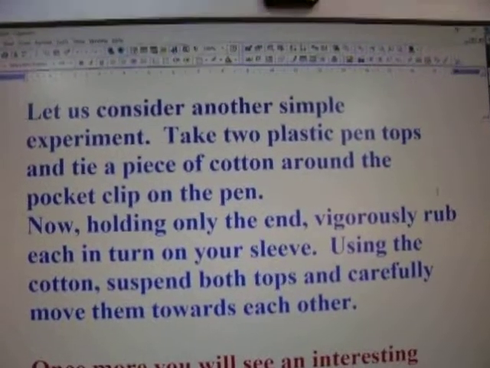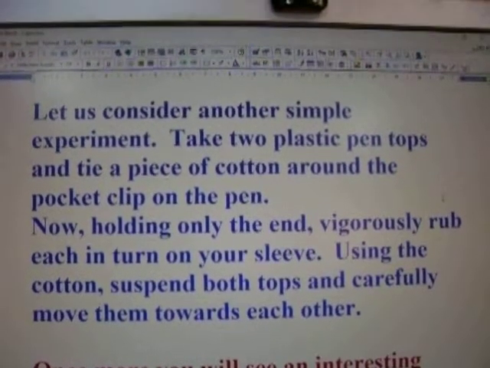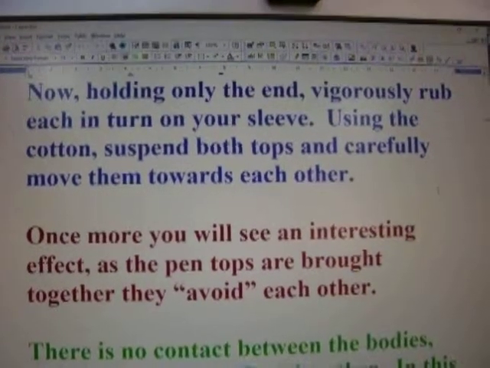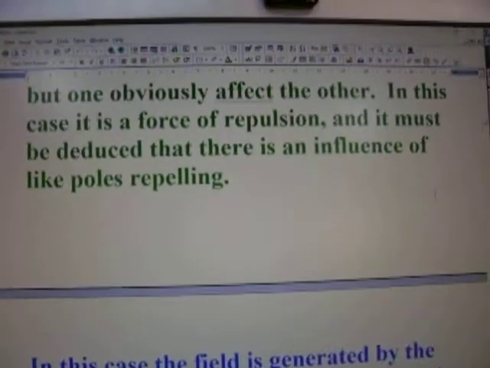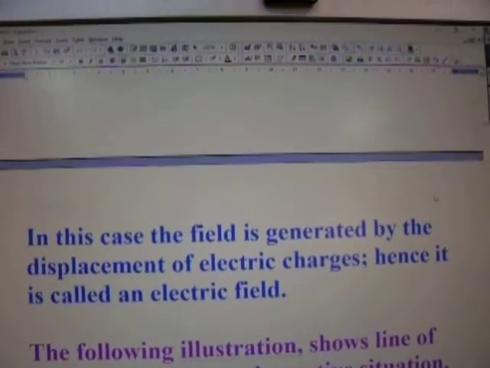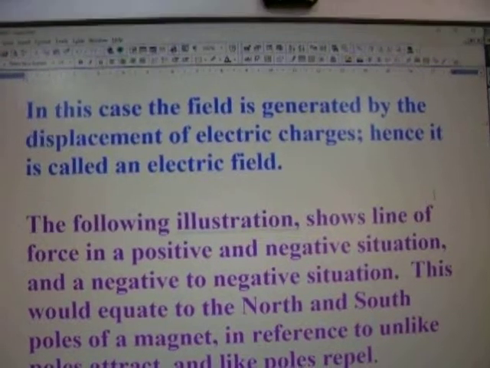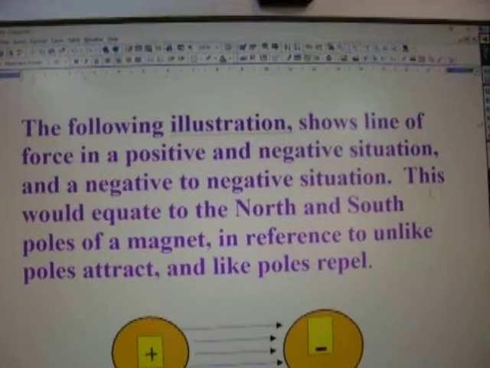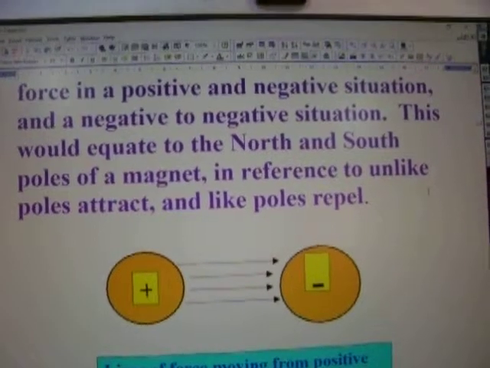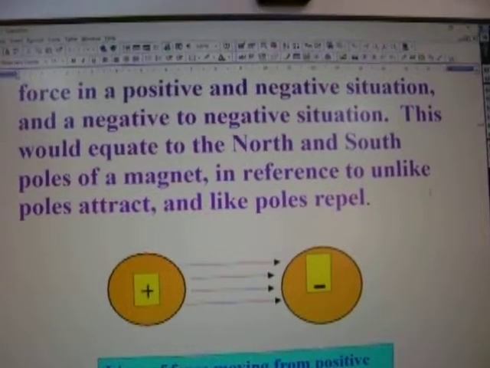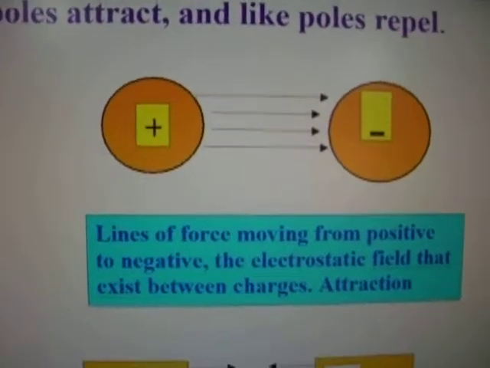Now here again, I've given you a couple of little experiments that you can do. These experiments work, believe me, I know, I've tried them myself. They actually work. Now, again here you can see a green diagram of north and south, how unlike poles attract and like poles repel. Okay.